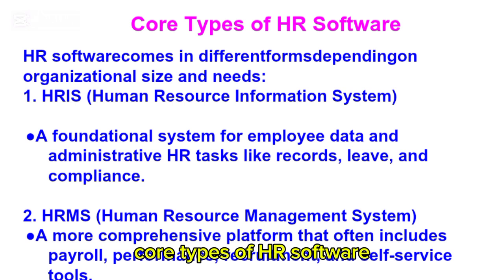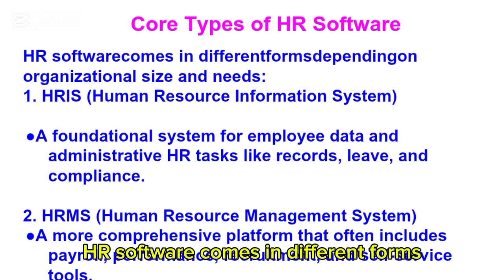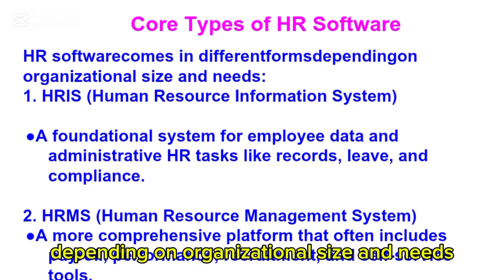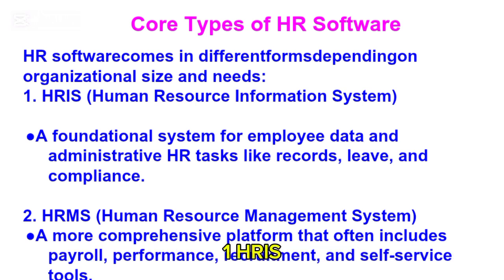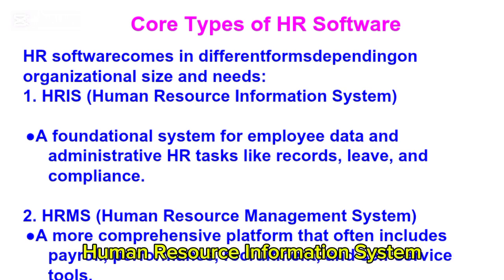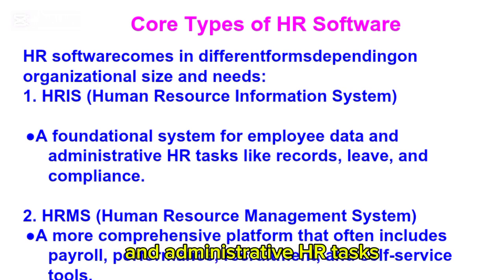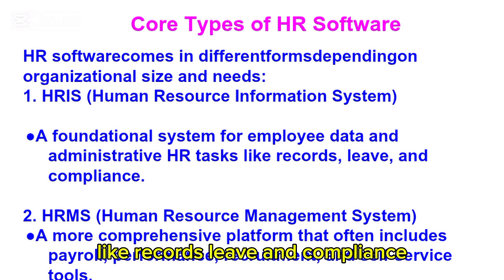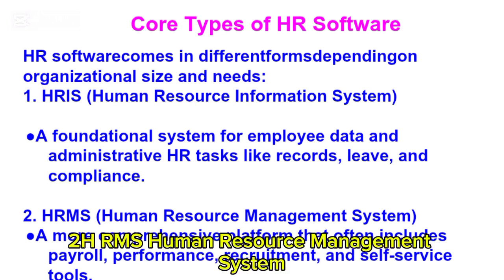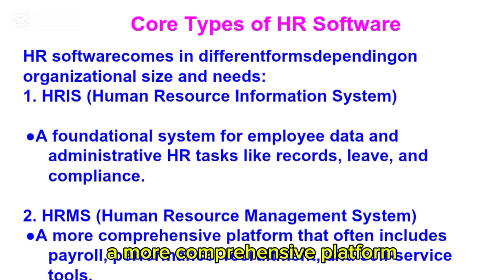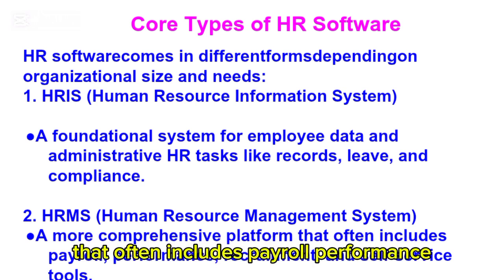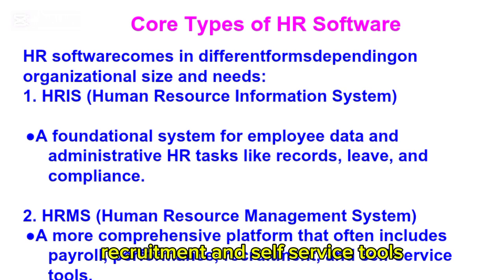Core types of HR software. HR software comes in different forms depending on organizational size and needs. 1. HRIS, Human Resource Information System: a foundational system for employee data and administrative HR tasks like records, leave, and compliance. 2. HRMS, Human Resource Management System: a more comprehensive platform that often includes payroll, performance, recruitment, and self-service tools.